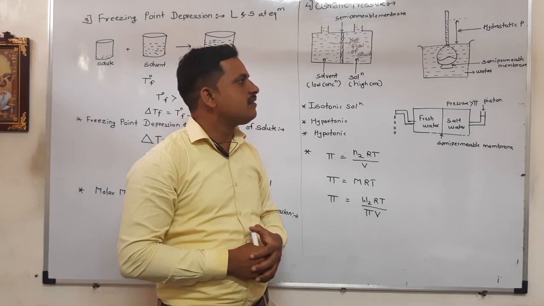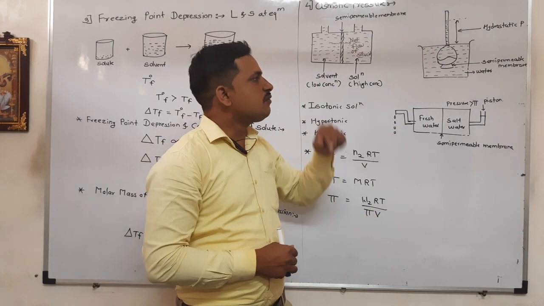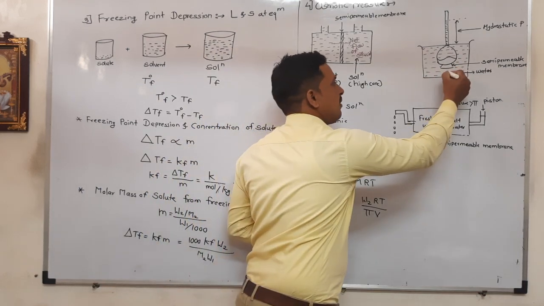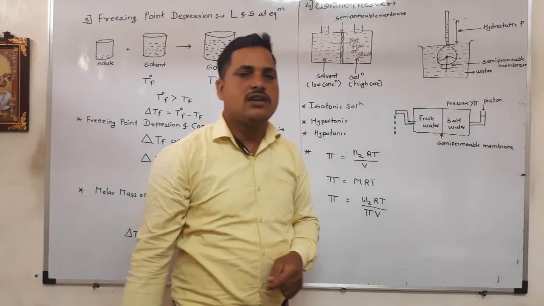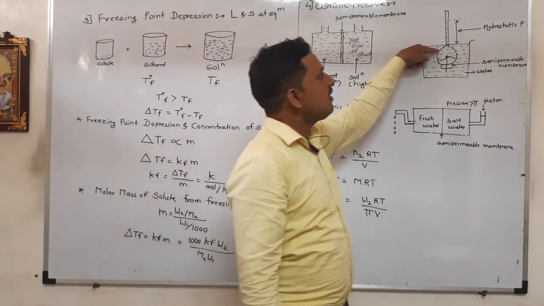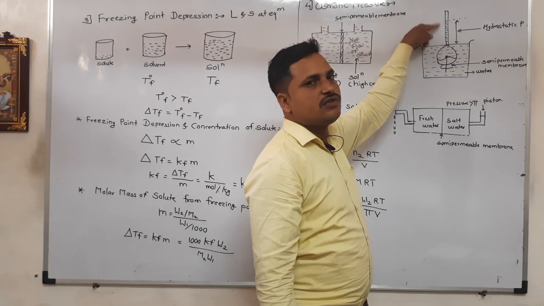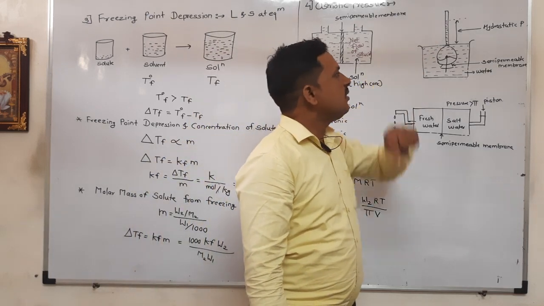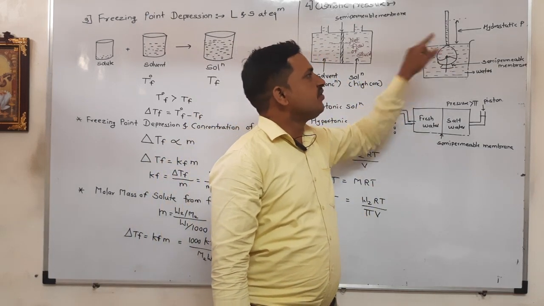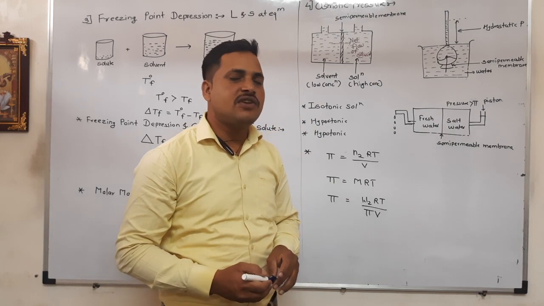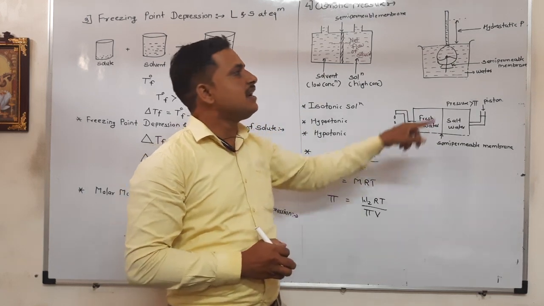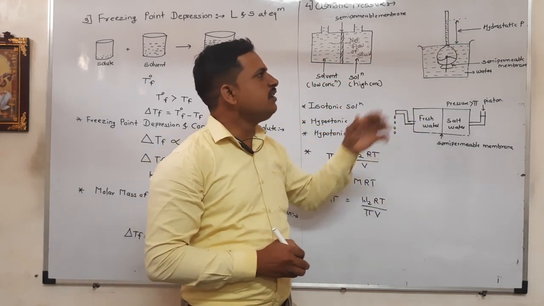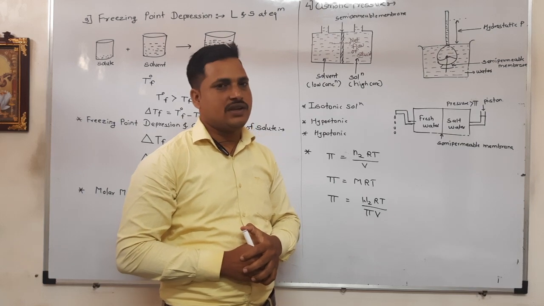After some time, due to osmosis, the solvent molecules pass through the semi-permeable membrane to the sugar solution, and there is a rise of the sugar solution in the capillary tube. This rise in the capillary tube depends upon a pressure, which is known as hydrostatic pressure. In other words, the pressure exerted by a solution is known as hydrostatic pressure.